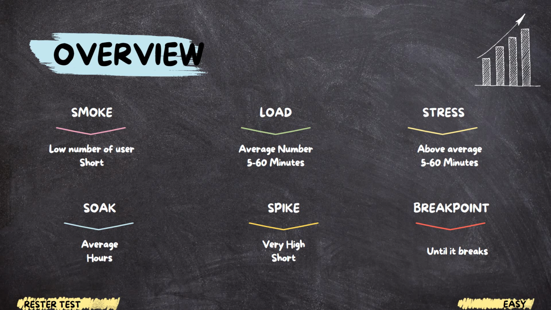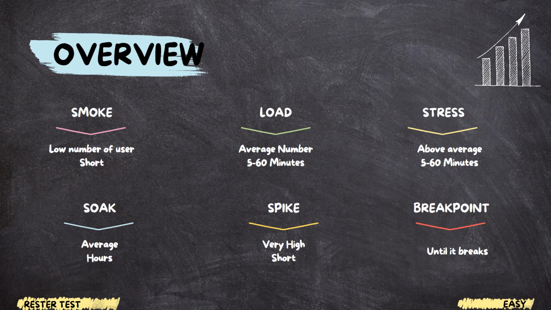Soak. Soak is usually done in order to see how the system behaves under prolonged continuous use. So you have an average number of users, but you have those users for a longer period of hours. Spike. You can associate spike with Christmas shopping, Black Friday shopping, to times when you have a lot of users in a very short time.